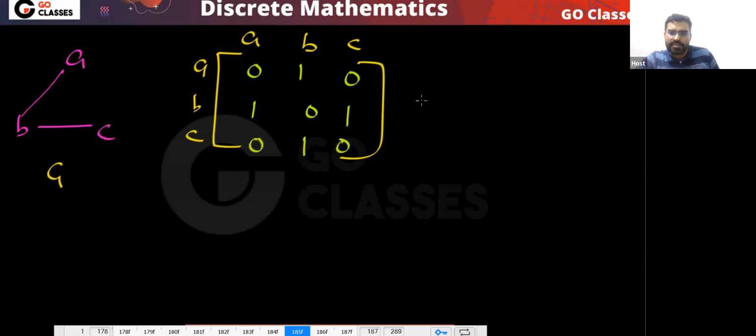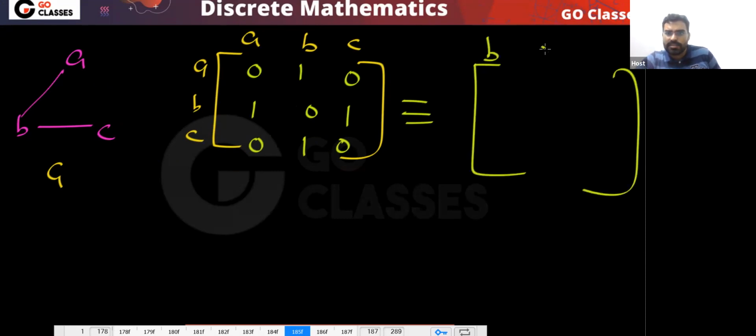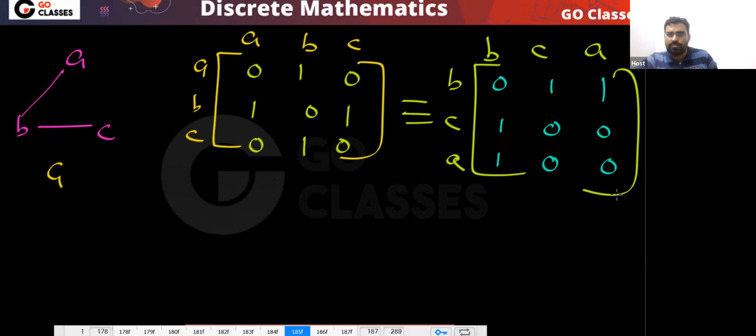This adjacency matrix is exactly the same as the one with order B, C, A. You fix one order. So for BCA, sorry, this will be 0, 1, 1, and this will be 1, 0, 0, and this will be 1, 0, 0. So like this, both are the same.